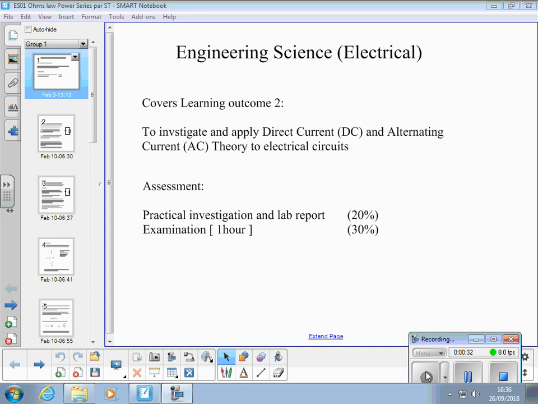The assessment for the electrical half is a practical investigation lab report worth 20% of the overall mark for the module, and an examination of 1 hour worth 30% of the overall mark. So that's 50 in total, and then OMAL's learning outcomes make up the other 50%.